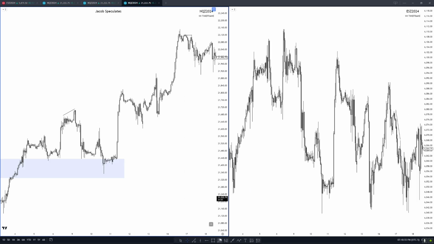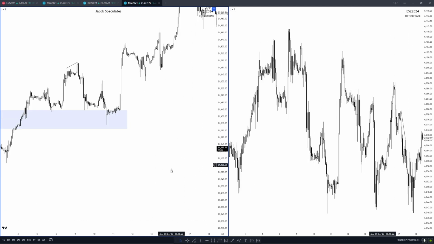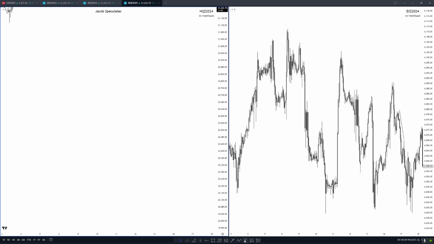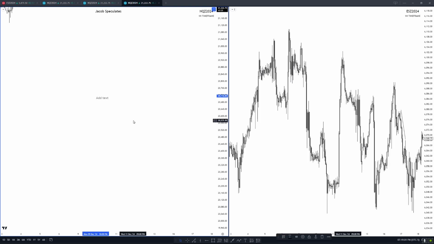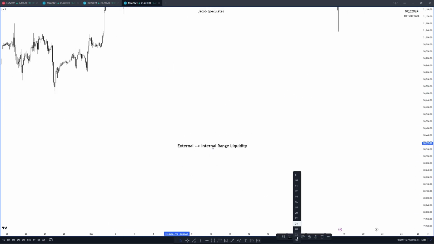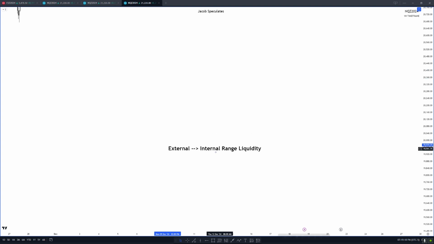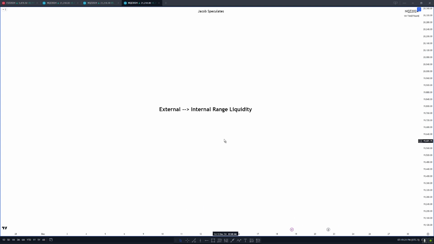And something to keep in mind is, and many of you probably already know what I'm about to type: external to internal range liquidity. On the retracements, you want that to be going into internal range liquidity.